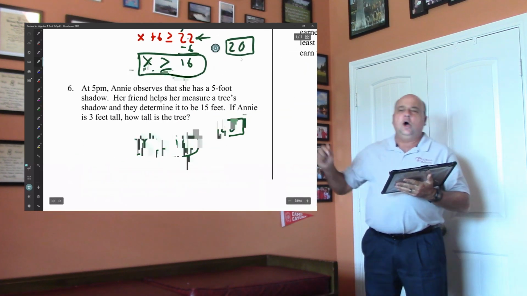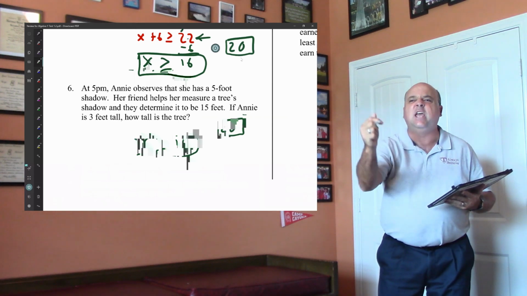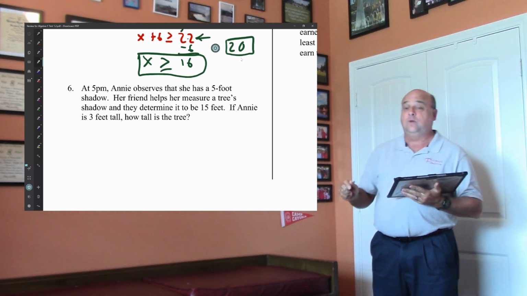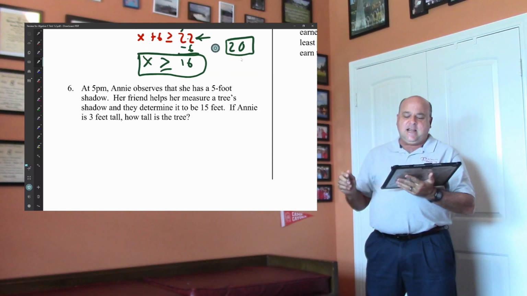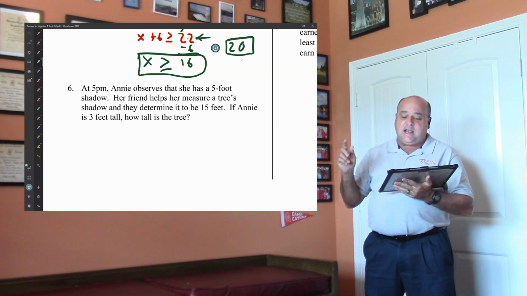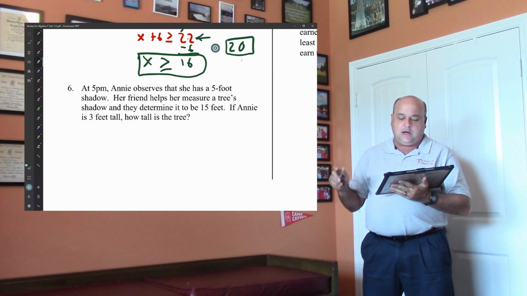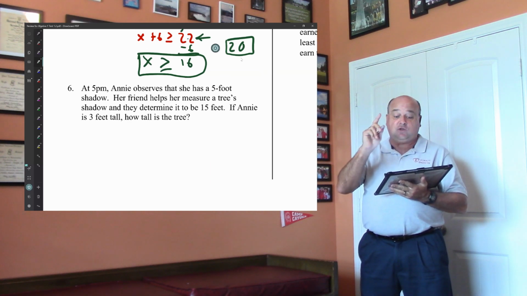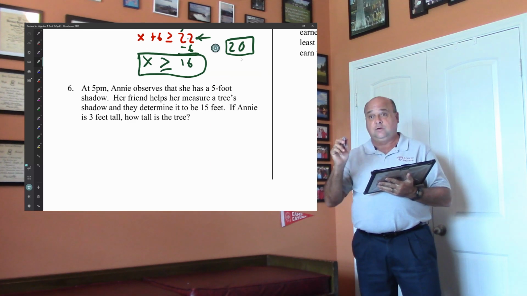Oh, you gotta love shadow problems. This brings flashback to 6th grade, because you did this in 6th grade, because I taught 6th grade before. So on number 6, Annie observes that she has a 5-foot shadow. Her friend helps her measure a tree shadow, and they determine it to be 15 feet. If Annie is 3 foot tall, she's like pretty short. How tall is the tree?